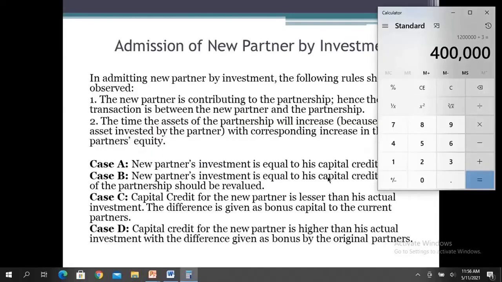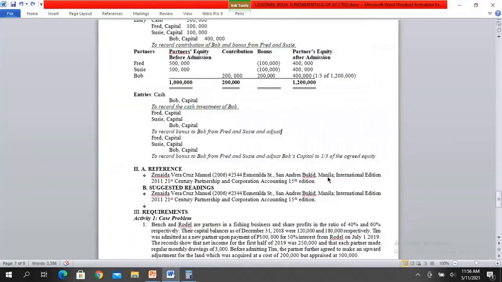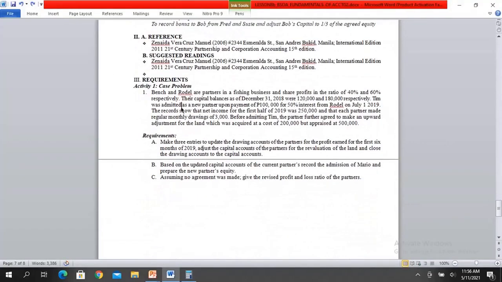Ayan. So, hanggang doon lang yung discussion natin for now, guys. So, tingnan natin yung activity nyo. So, activity 1, case problem. So, Bench and Rodel are partners in a fishing business and share profits in the ratio of 40% and 60% respectively. So, their capital balances as of December 31, 2018 were 120,000 and 180,000 respectively. Tim was admitted as a new partner upon payment of 100,000 for 50% interest from Rodel on July 1, 2019.